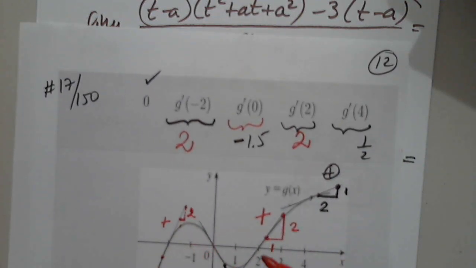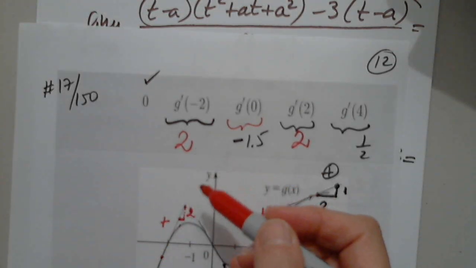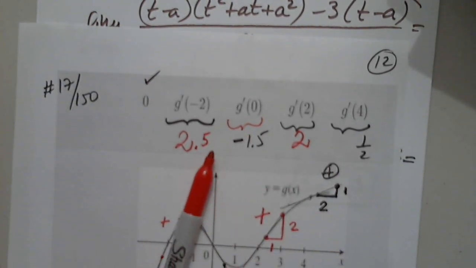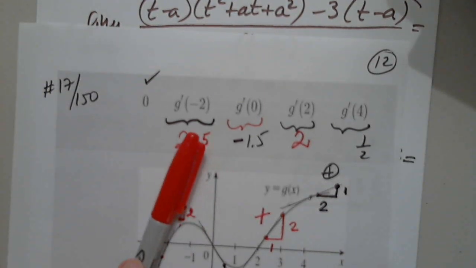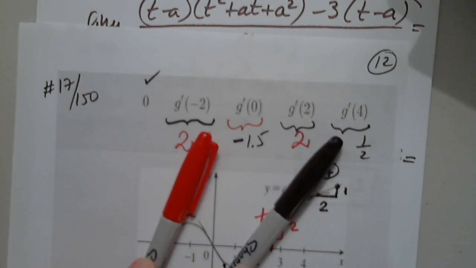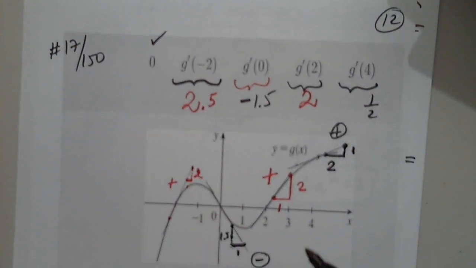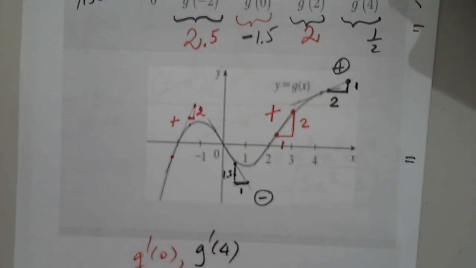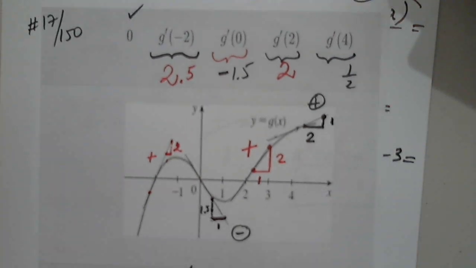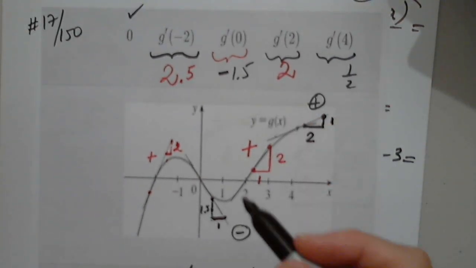g prime of 2 and -2. Well, this is definitely higher than this one. So I have to make this higher. It doesn't matter what you put. You can put 2.5, but it's definitely higher than this. So look at the steepness of the line. This is steeper than this. So the next in line will be g prime of 4. The next in line is 0. So this is negative, then 0, then 1/2, then g prime of 2, and then g prime of -2.